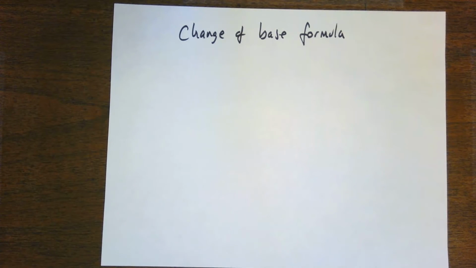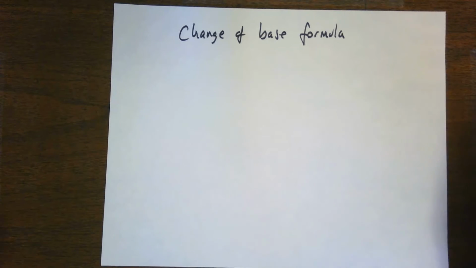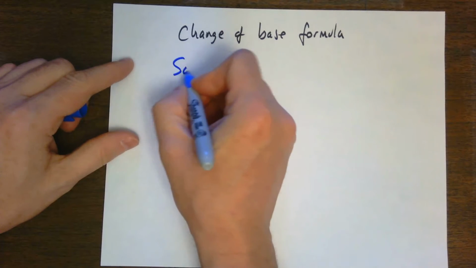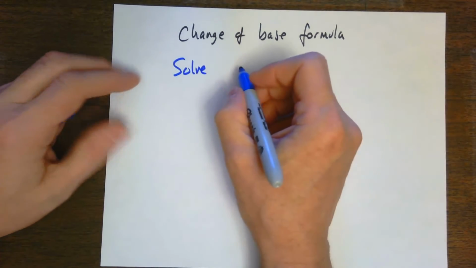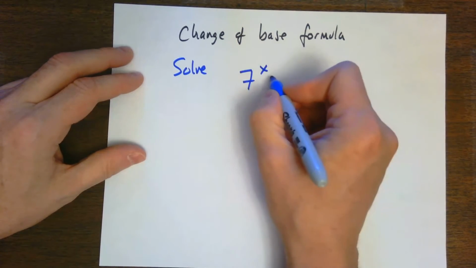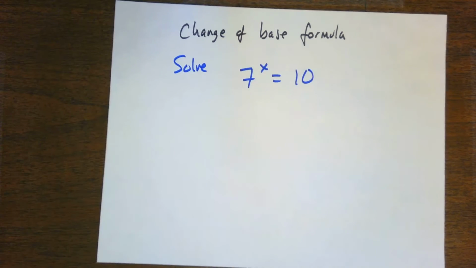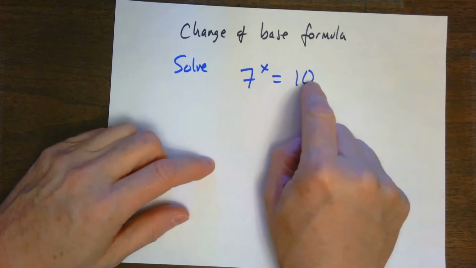In the first sets of homeworks here, 6.1 through 6.4, we've been very careful to only give you sample problems where all the numbers turned out to be nice and well behaved. There wasn't really weird stuff here. But what about if I wanted to solve something like this? Solve 7 to what power is 10?